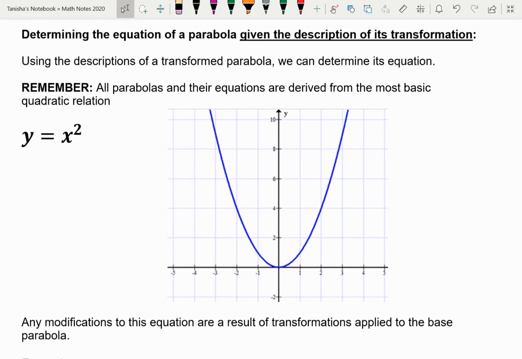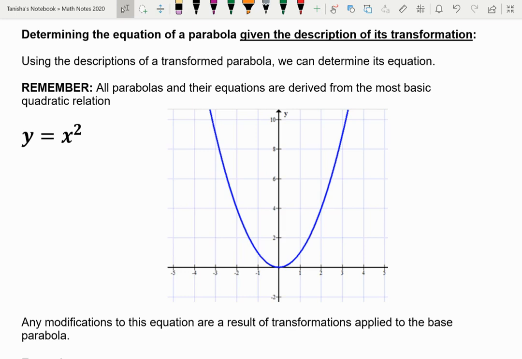Now we determine the equation of a parabola given the description of its transformations. And again, as we use these more universal ways of describing transformations, it makes it easy for most people to transform that language into the actual values of a, h, and k and put them into our equation.